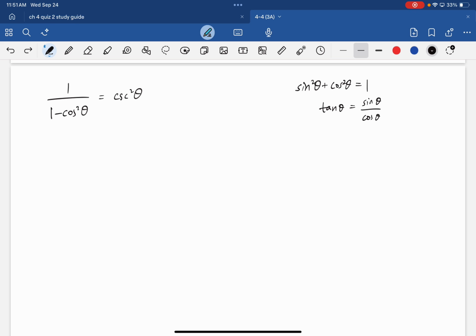Okay. Well, first step is probably noticing that 1 minus cosine squared is equal to sine squared. That's just from this equation. All I did was subtract cosine squared from both sides for that Pythagorean identity, which tells me that 1 minus cosine squared is sine squared. So I can plug that in here for my left-hand side. The left side is 1 over sine squared. And the right side is also 1 over sine squared, right? Because cosecant is 1 over sine. So I'm done. Left side is equal to the right side.